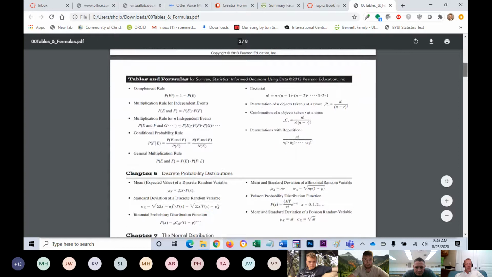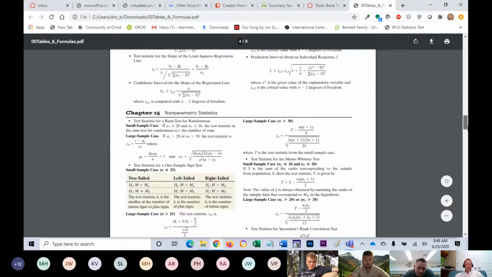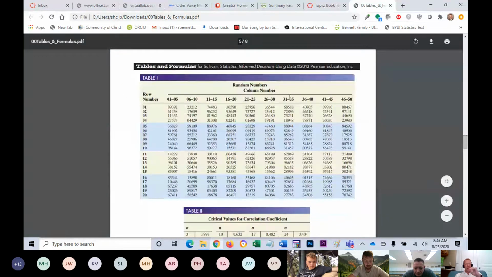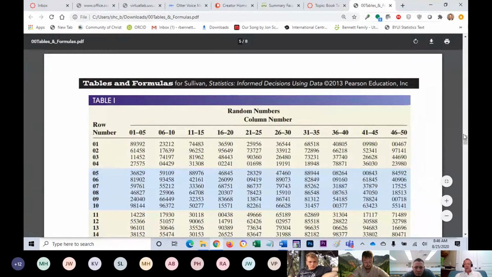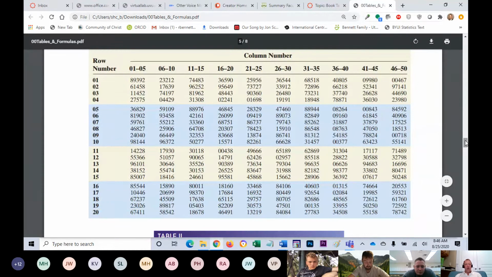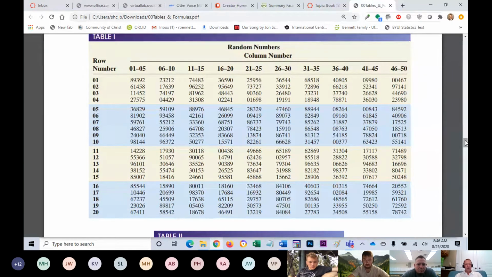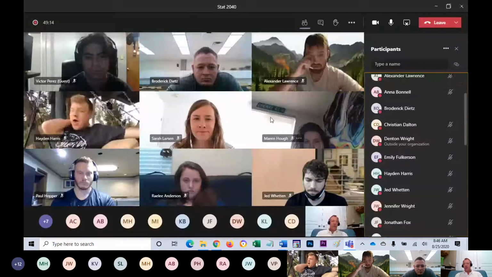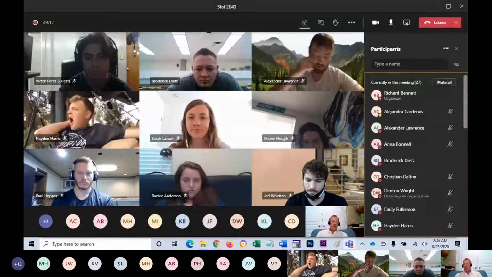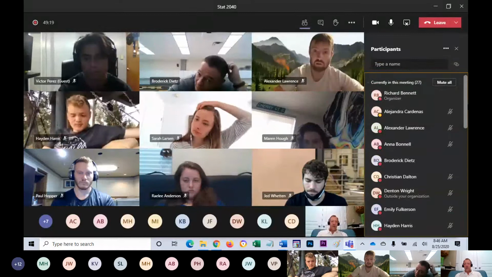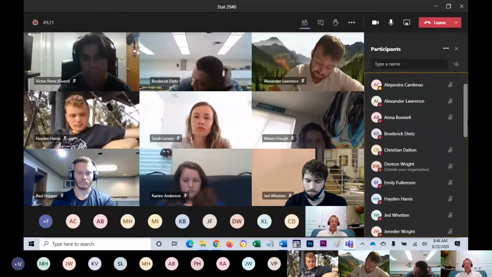As we go through to the back, I've got random numbers. Now I'll make this a little bit bigger. These are just a bunch of random digits. So this is a random number table. Now let's say that we've got 26 people in the class. I must have missed somebody, but anyway.